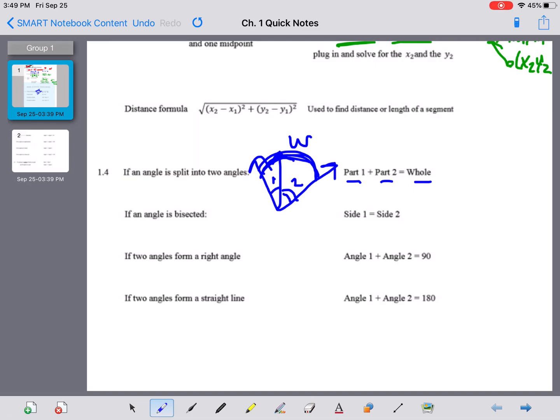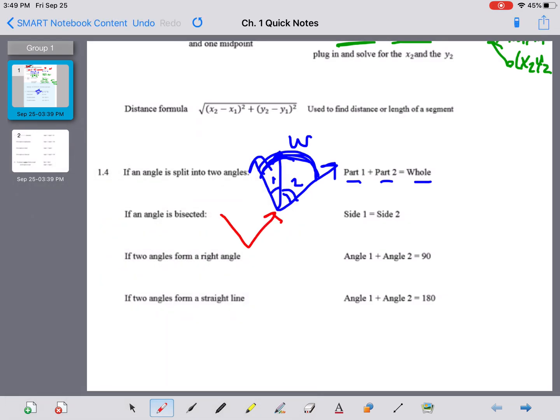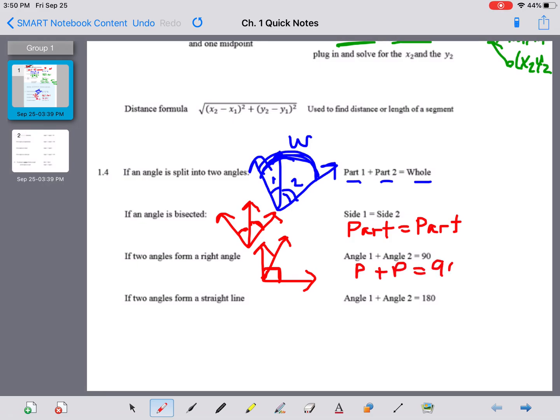If an angle is bisected, okay, so remember this is kind of like the segment bisected. Now when my angle's here, they tell us that this side is the same as this side, right? Then we have side equals side or part equals part. If you have two angles that together form a 90-degree angle, we know that part plus part equals 90, right? Or if two angles form a straight line, because that happens sometimes too, they're not the same, right? But part plus part equals 180 because of the straight angle or straight line.